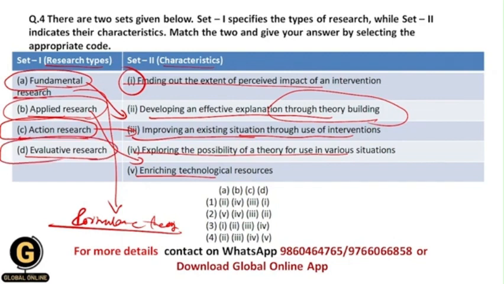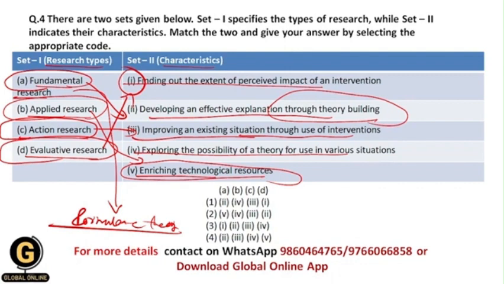And the last one is evaluative research. So of course it will go for 1, because we are evaluating something. Okay, so here we are evaluating exactly how much extent of causes having that much extent of effect on the effects. Okay, and that's why D will go for the first, that is finding out the extent of perceived impact of an intervention. I know the language is somehow difficult to understand, but try to understand the meaning of that sentence, then after that you will understand everything. And enriching technological resources, this thing basically does not occur in any kind of research type, and whenever we want to enrich the technological resources, this is basically, you can say, whenever we collect any data for a research, so this thing will come under that.